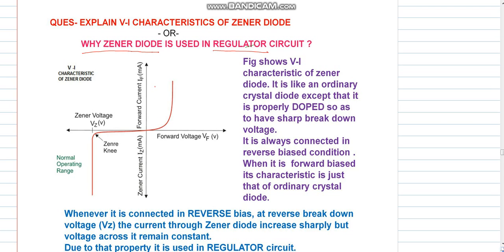It shows the VI characteristics of the Zener diode. This is the forward bias region, and here, the third quadrant, shows the reverse bias region. In the forward bias region, the Zener diode is like an ordinary crystal diode.